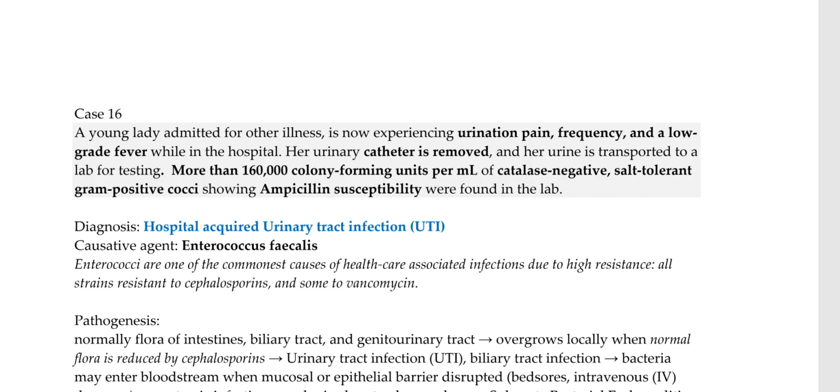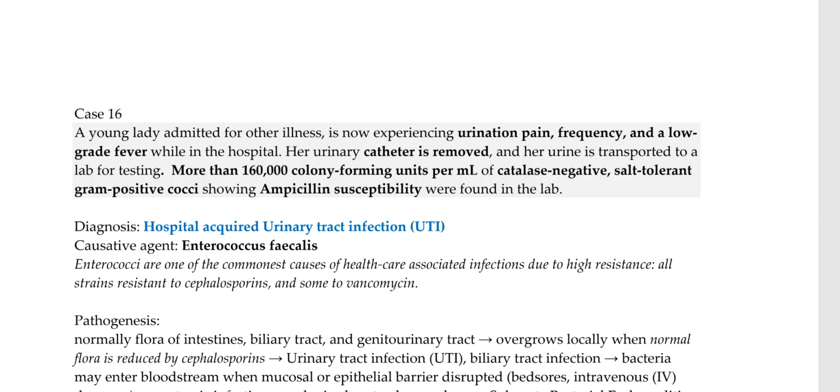So you have guessed it right. It is a hospital-acquired urinary tract infection. And the causative agent here is Enterococcus faecalis. Now, how so? We will learn how I come to this conclusion based on the information provided in the question. But we are very sure that enterococci are one of the most common cause of healthcare associated infection due to their high antibiotic resistance. Because all strains are resistant to cephalosporin and some of them are also resistant to vancomycin.